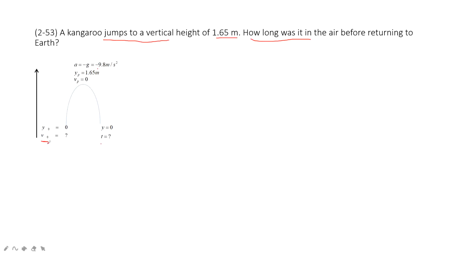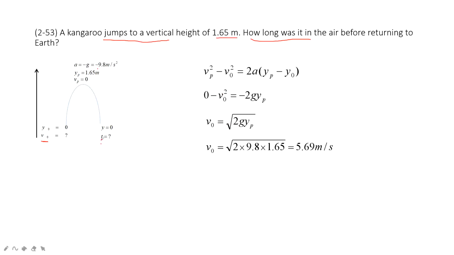So the first step is to find the initial velocity. To find it, we look at this part from the initial to the peak. In this one, we know the initial position, the peak position, the acceleration, and the peak velocity. So easily, we can get the initial velocity. The initial velocity is the square root of 2g y_p. Inputting the known quantities, we get it.